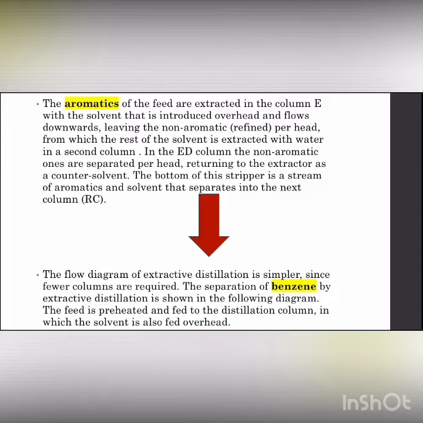The flow diagram of extractive distillation is simpler since fewer columns are required. The separation of benzene by extractive distillation is shown in the following chart. The feed goes to the distillation column, in which the solvent is also fed overhead.